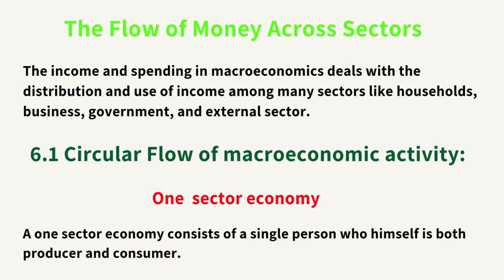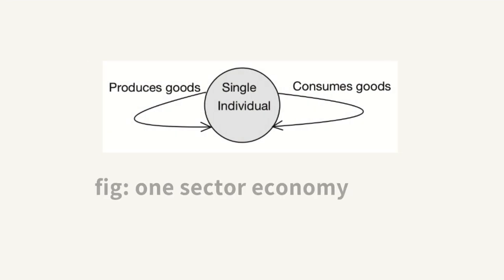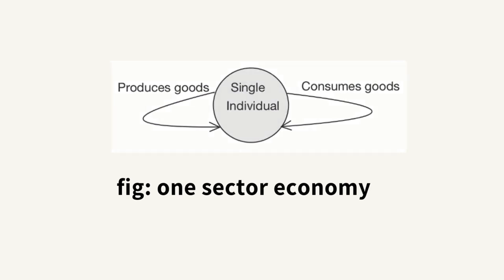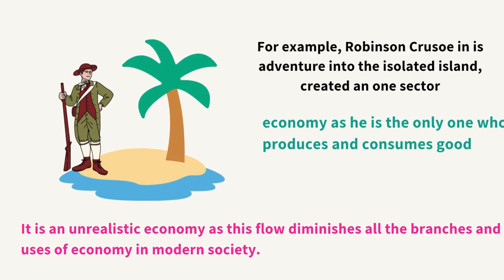First one is one sector economy. A one sector economy consists of a single person who himself is both producer and consumer. Next, if you look at the graph of a one sector economy, you will understand it better for the presentation. For example, Robinson Crusoe in his adventure into the isolated island created a one sector economy as he is the only one who produces and consumes goods. But it is an unrealistic economy as this flow diminishes all branches and uses of economy in modern society.